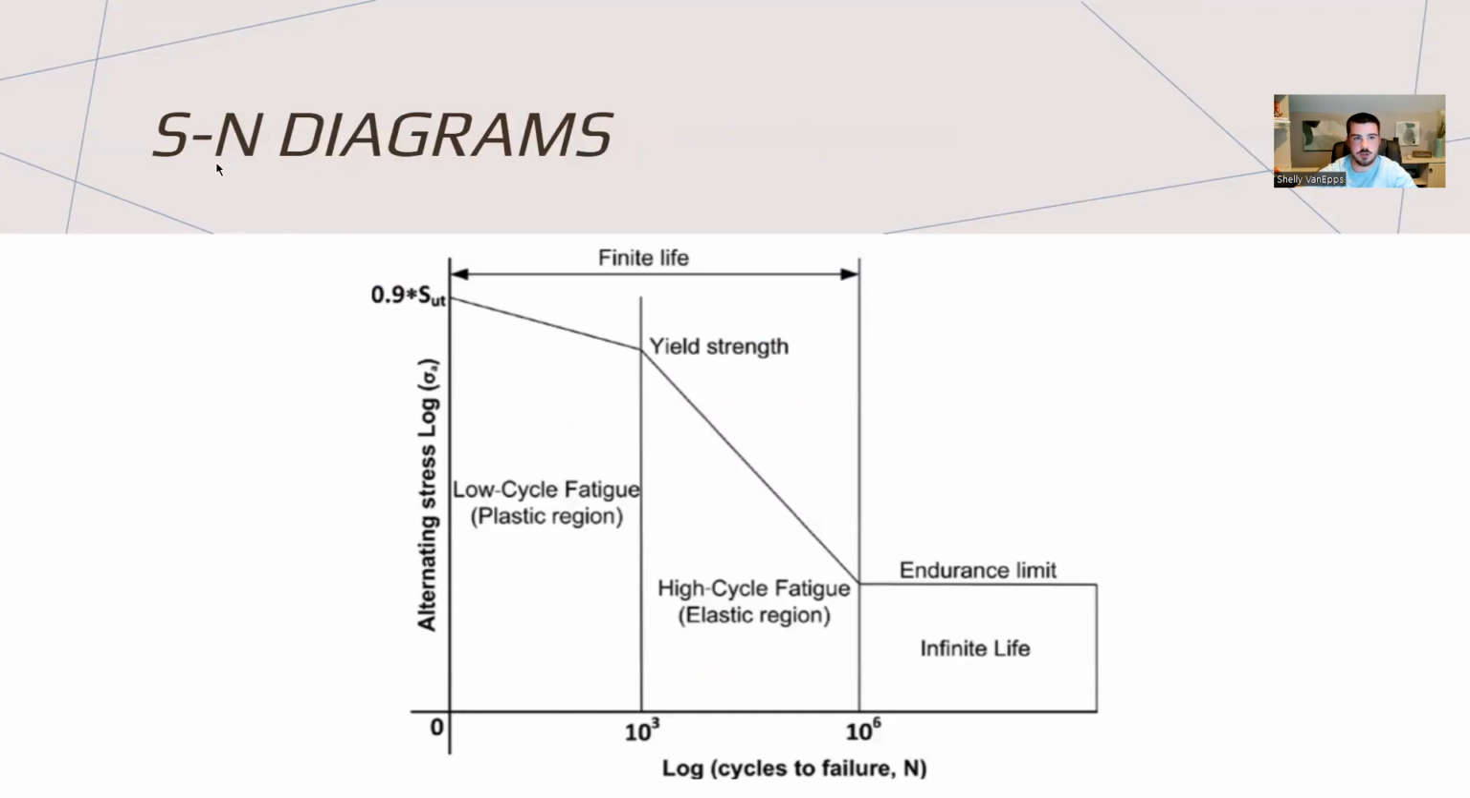Another important diagram underneath this topic is our SN diagrams. SN standing for stress life diagram. It can be broken down into finite life and infinite life, where finite life is broken into 2 more subcategories of low cycle fatigue and high cycle fatigue. The low cycle fatigue is between 0 and 1,000 cycles, where after 1,000 cycles up to 1,000,000 cycles is your high cycle fatigue. Anything beyond that point would be considered infinite life and most likely a successful test.